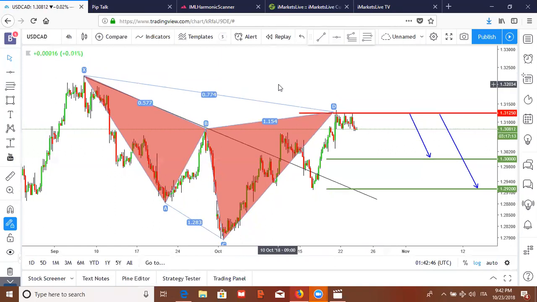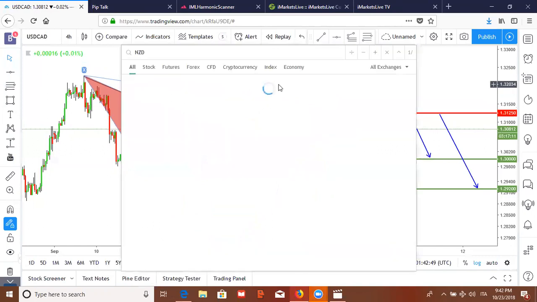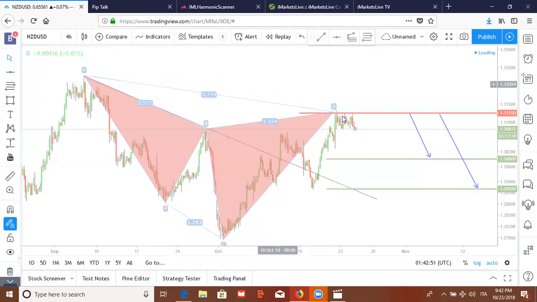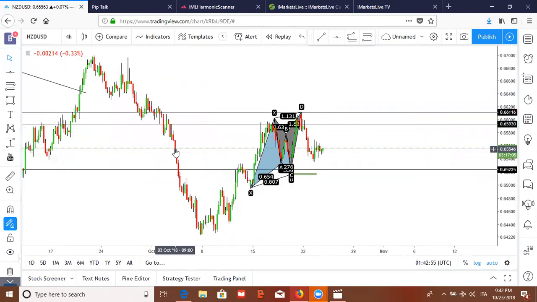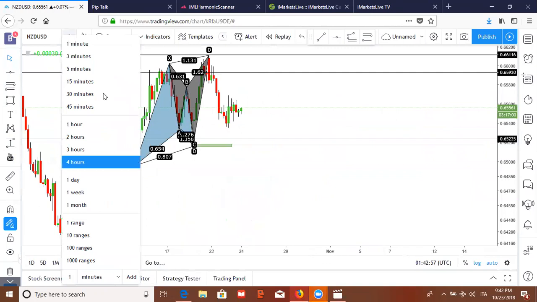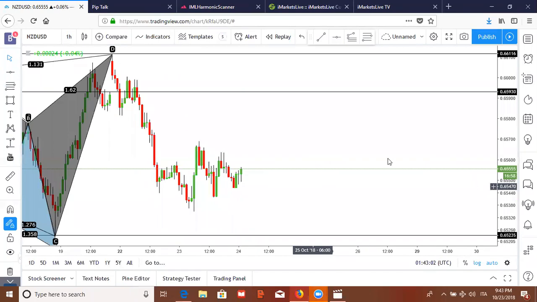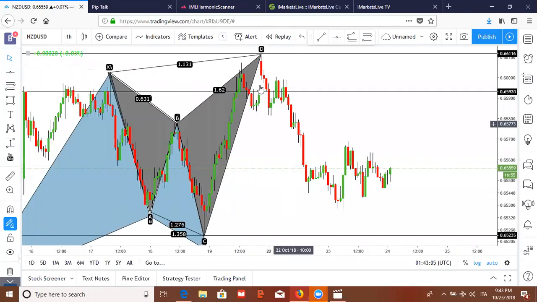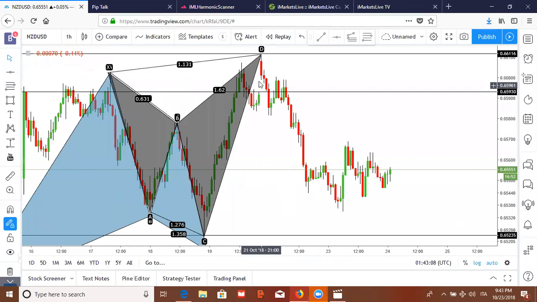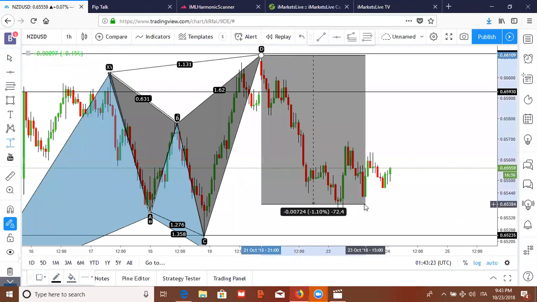Let me see, NZDUSD. This is another trade that I sent out as well. You can see how, let me go down to a lower time frame, this right here hit right to the T. Like that gap open for the Sunday opening of the market gapped up, hit our orders, and then boom, drop. How many pips is this? That's about 75 pips right there.